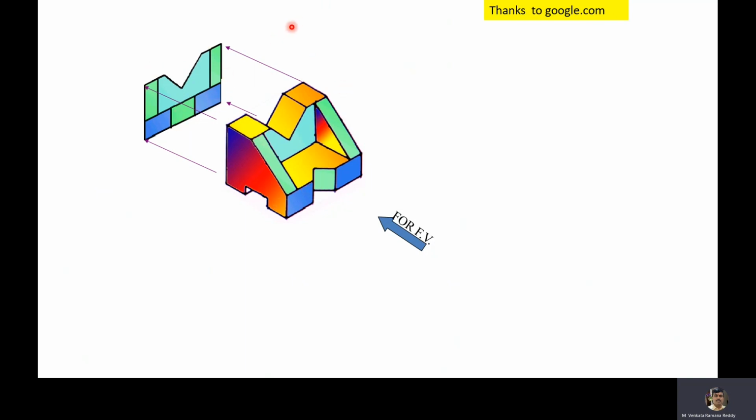Now we'll draw top view. In the case of top view, this rectangle, this inclined rectangle, here one more inclined rectangle, and this one looks like a rectangle, this one also looks like a rectangle, and this particular shape is visible in the top view.